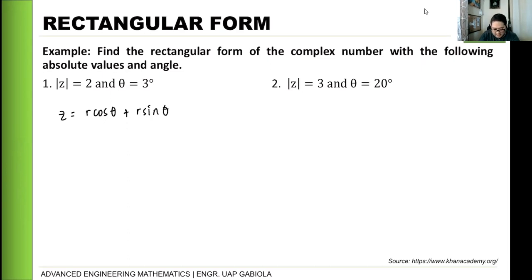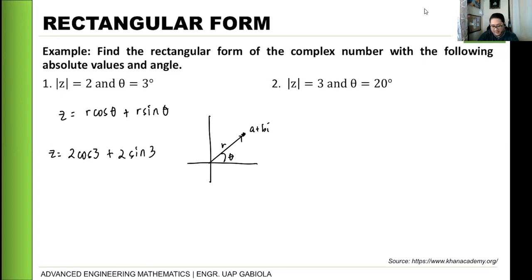So the absolute value that we got, if we look at our graph from earlier, is our a plus bi. The absolute value of z is actually our r. And then this is our given. So we just need to substitute those values here. So we have 2 cosine of 3 plus 2 sine of 3 i. So that is our rectangular form.